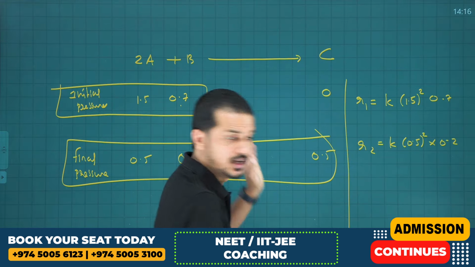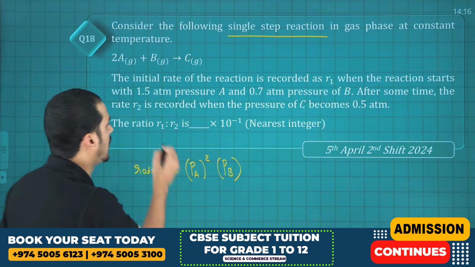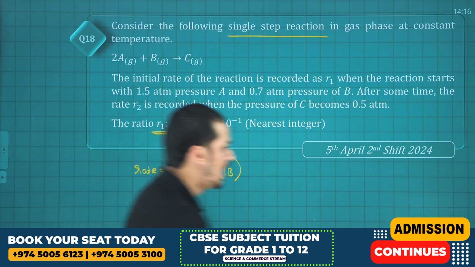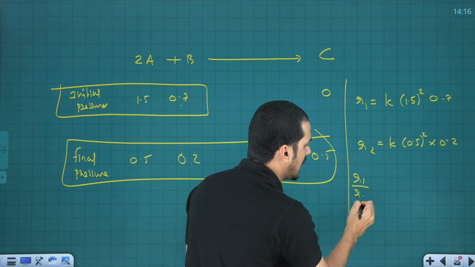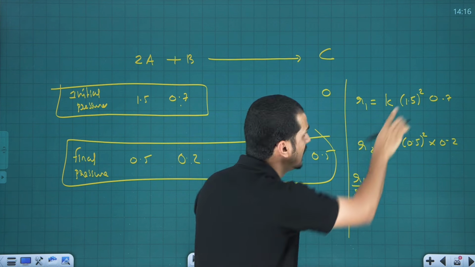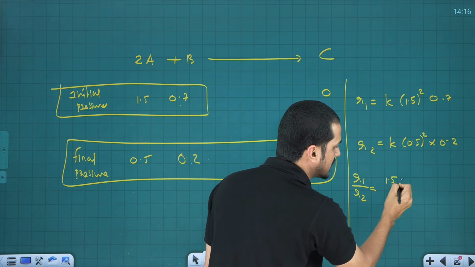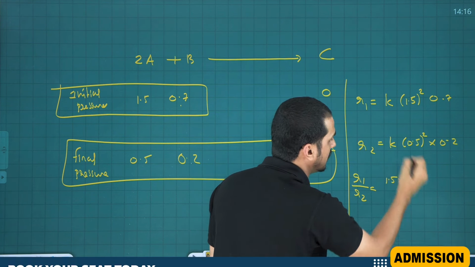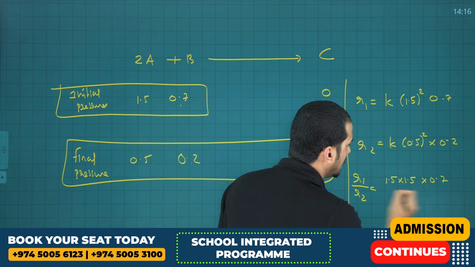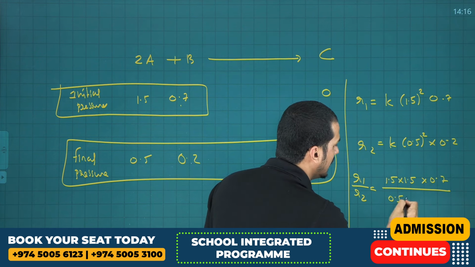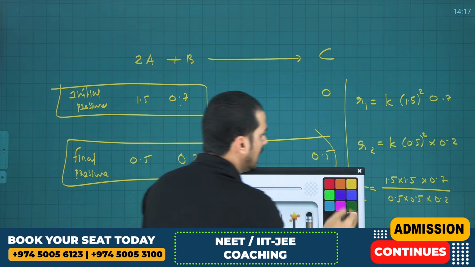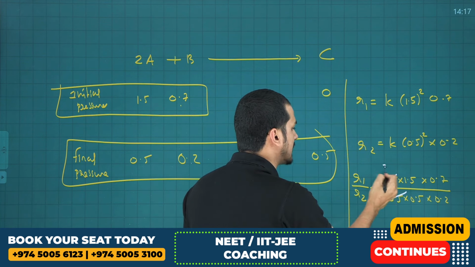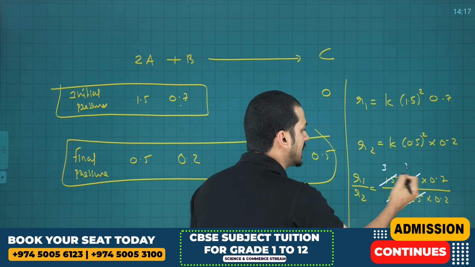That's all. Now they are asking us to find out R1 by R2. R1 by R2 equal to, K will get cancelled. This is 1.5 square, I am writing it as 1.5 into 1.5, then into 0.7, divided by 0.5 into 0.5 into 0.2. I can cancel 0.5, 1.5, I can cancel 3.